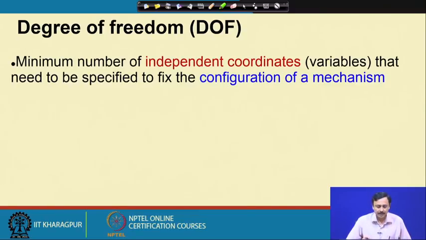So, here I have written out the formal definition: the minimum number of independent coordinates or variables that need to be specified to fix the configuration of a mechanism. So, minimum number of independent coordinates and configuration of mechanism, these are the key words. By configuration I mean how the mechanism looks when it is fixed.